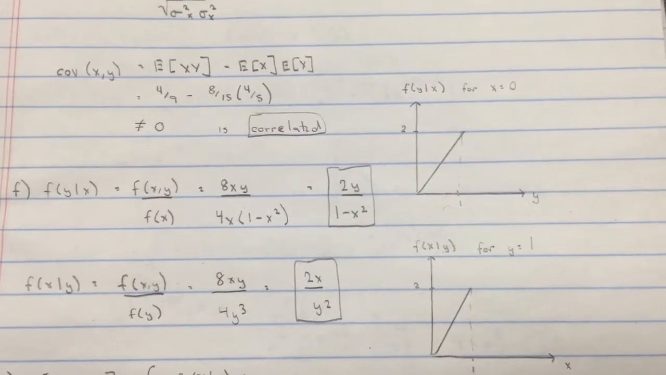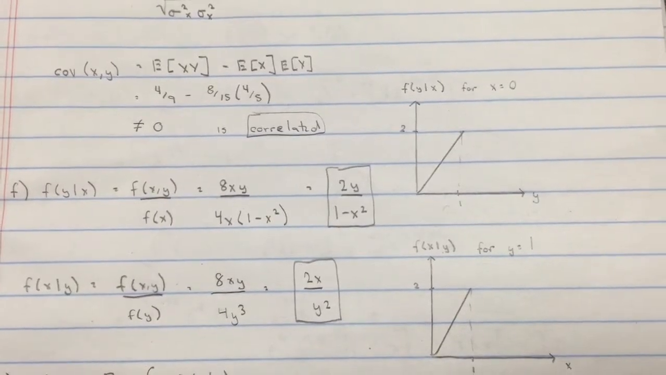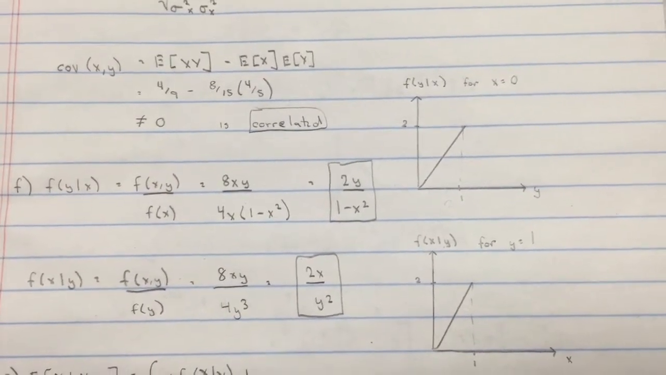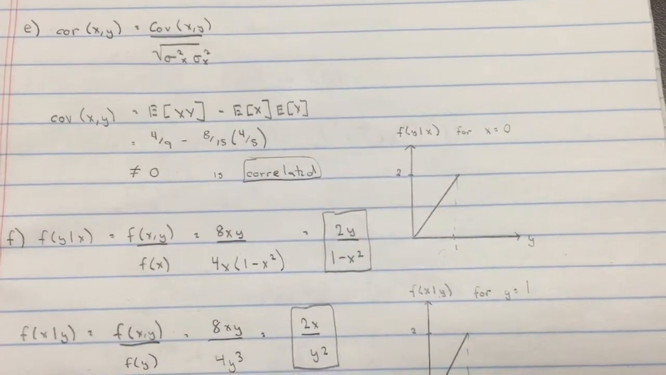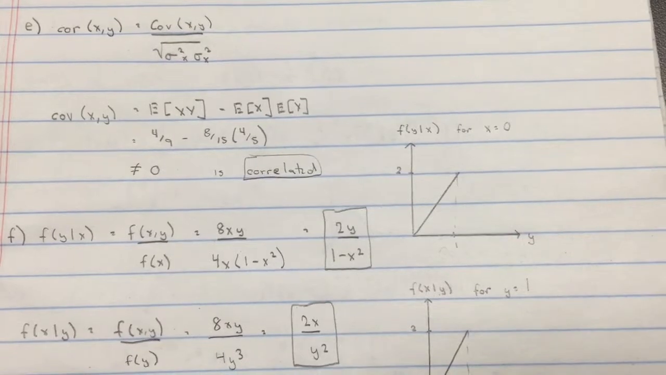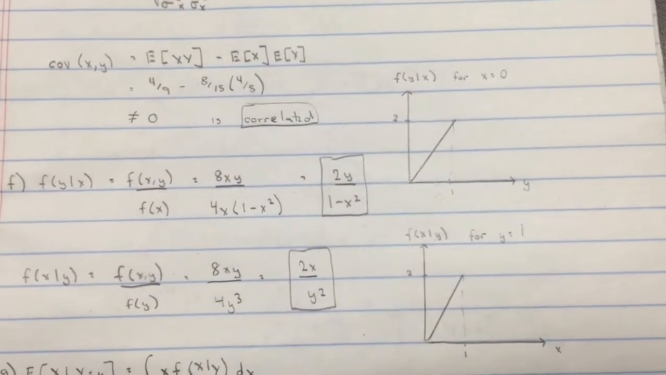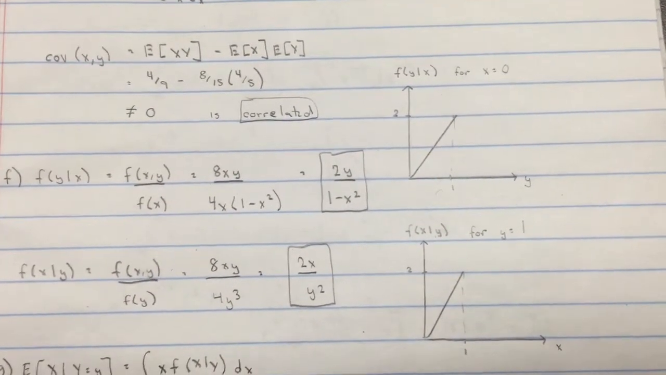Covariance can also be a negative number. So as long as it's not 0, therefore, the correlation has a non-zero value, and therefore these two random variables are correlated.